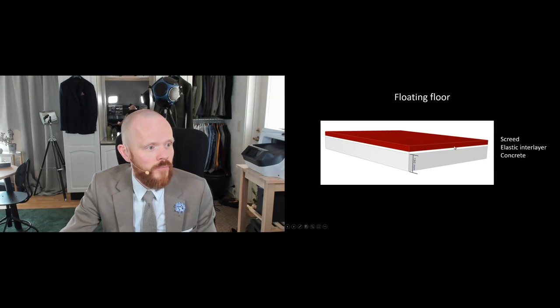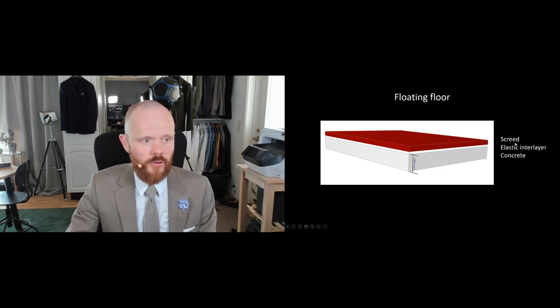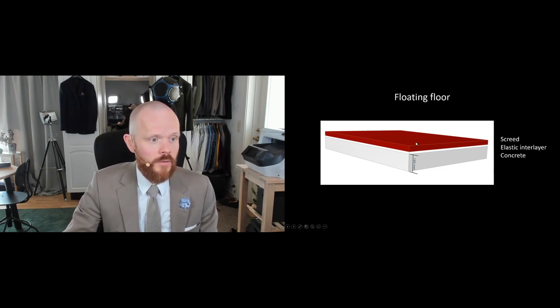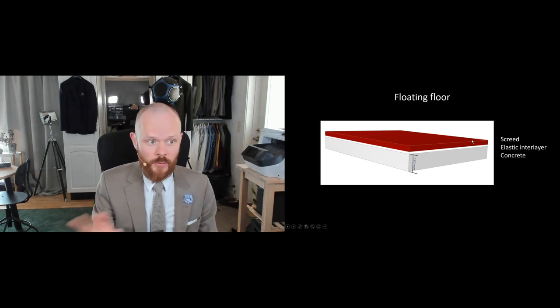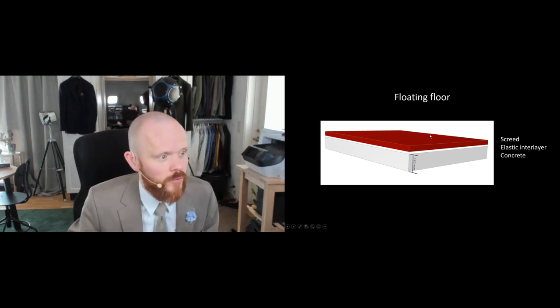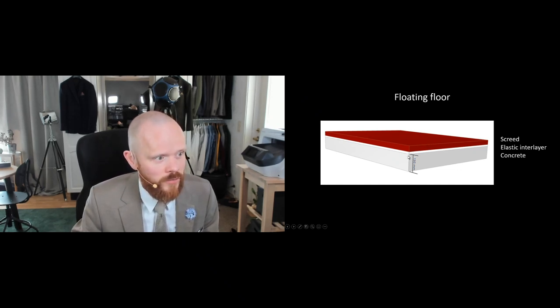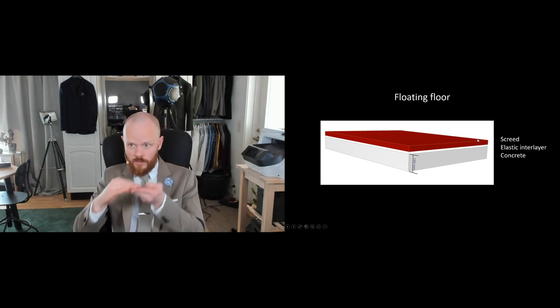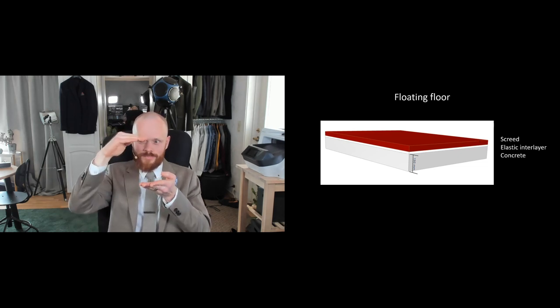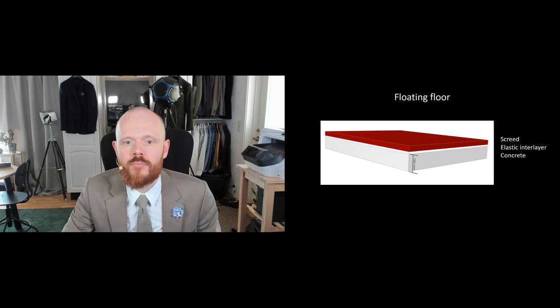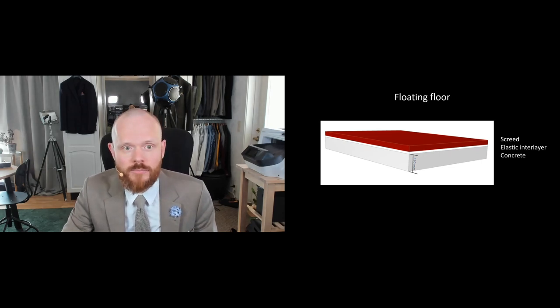Here's this illustration of a floating floor where you have concrete construction, you use some elastic interlayer, and then you put a screed on top, pågjutning. And the beauty with this one is that the architect can choose freely. You can put whatever kind of floor system you want on top of this one, because you take the impact sound further down in the construction. But the drawback is that it costs height. It's thicker, but it can be a really effective solution.